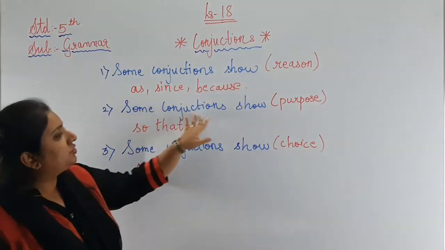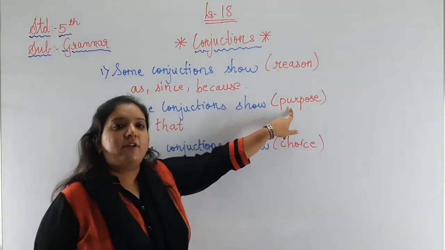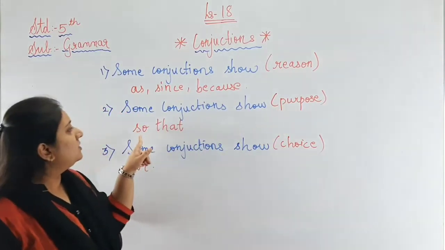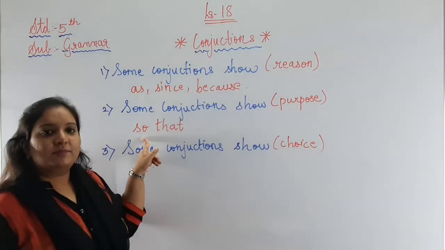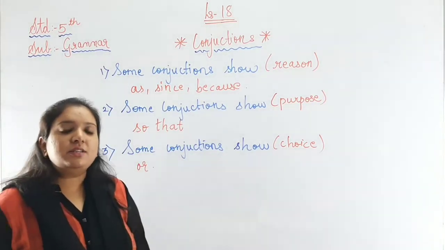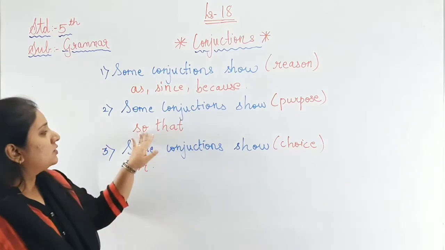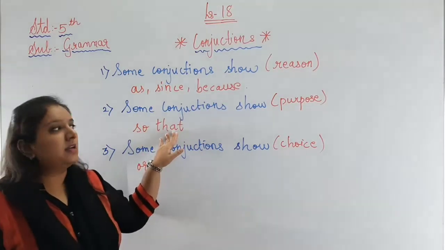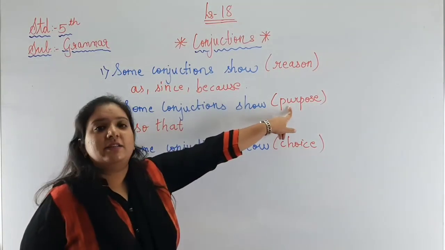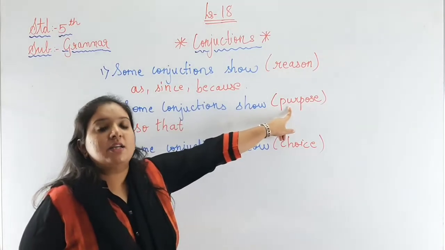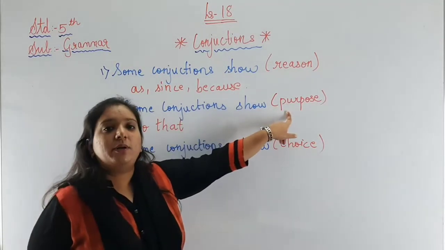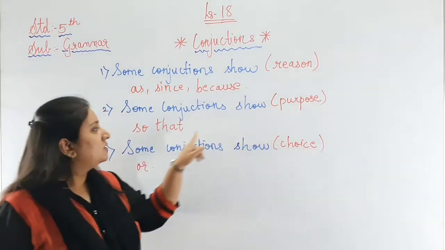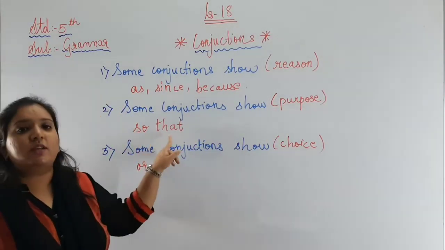If the conjunctions show purpose, if there is any purpose, we can use the conjunction so that. For example, she studied well in her exams so that she could score good marks. So for the purpose of getting good marks, she studied very hard. So in this sentence, we find out the purpose of studying hard. So we can use the conjunction so that.